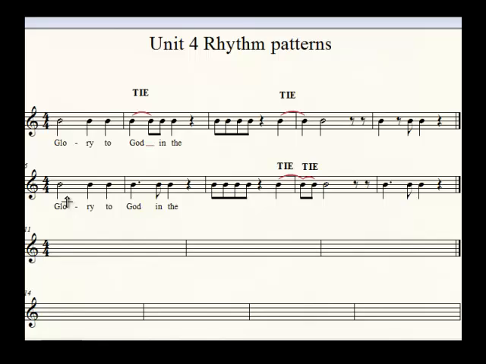So let's sing the first 2 bars of line 2. Here we go. Ta, ta, ta, ta, ti, ta, rest. If we took the syllables, it would be, here we go. Glory to God in the... Good job.